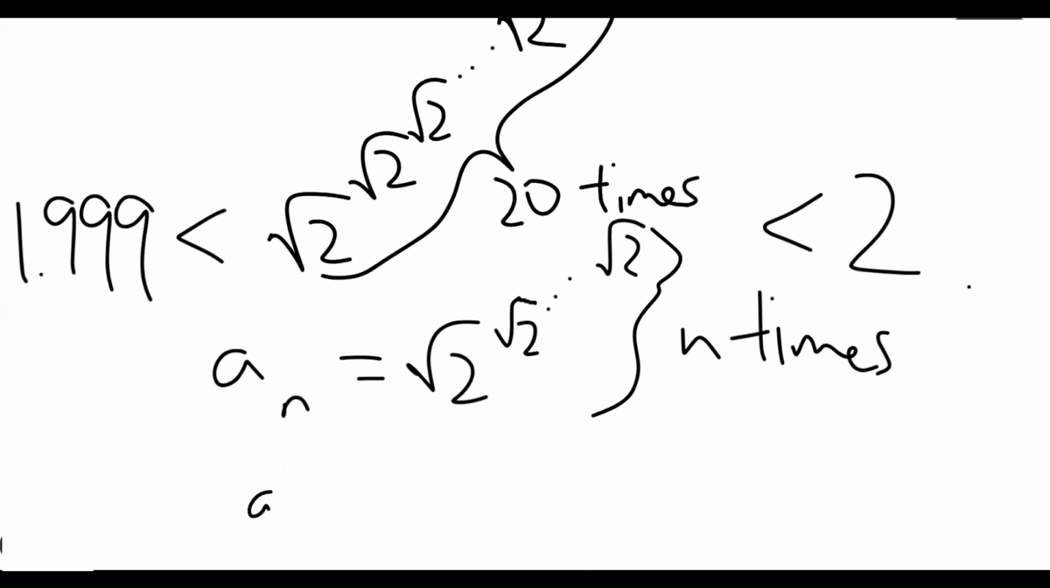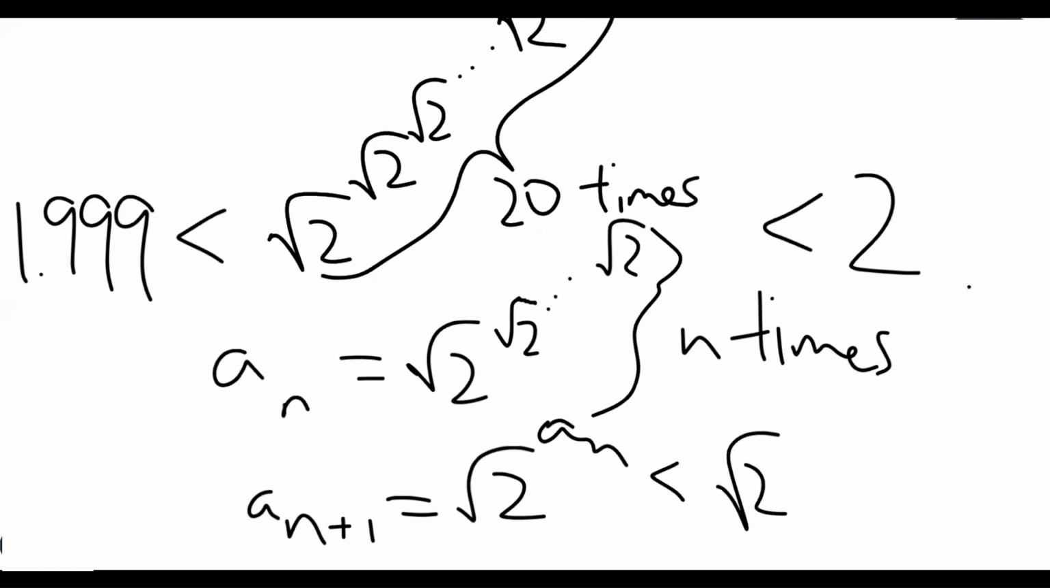So I can write a_(n+1) equals root 2 to the a_n. So if a_n is less than 2, then this will be less than root 2 squared, which is 2. Okay, so all of these terms will be less than 2. Doesn't matter how many times you repeat this. In fact, the limiting value is equal to 2, but you'll never quite reach it without going infinitely far.